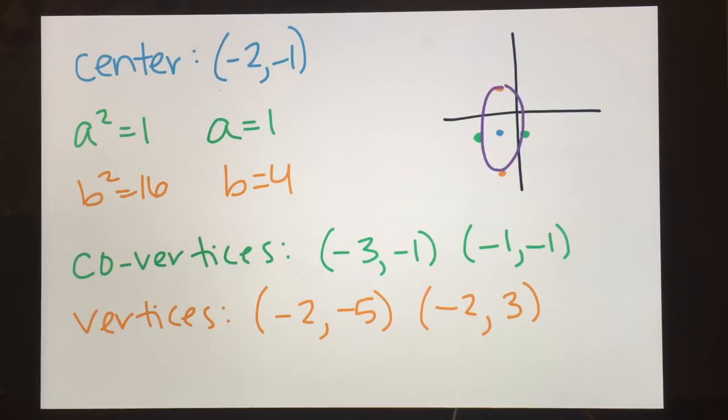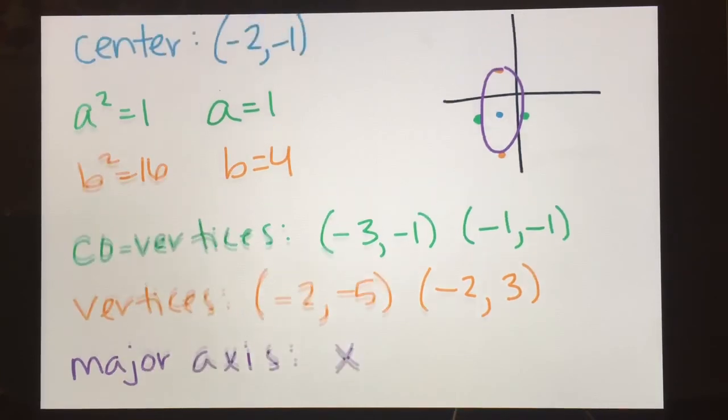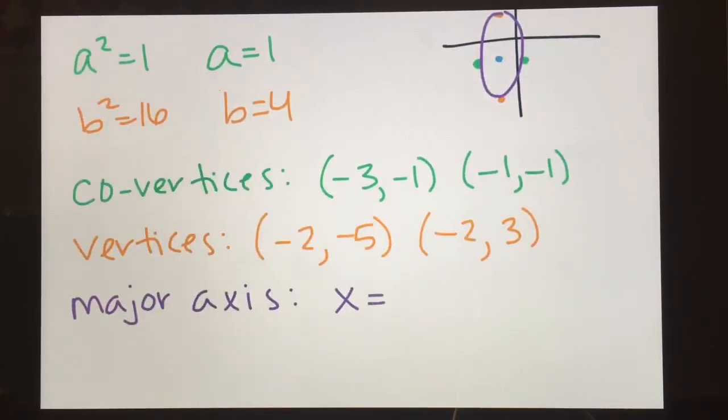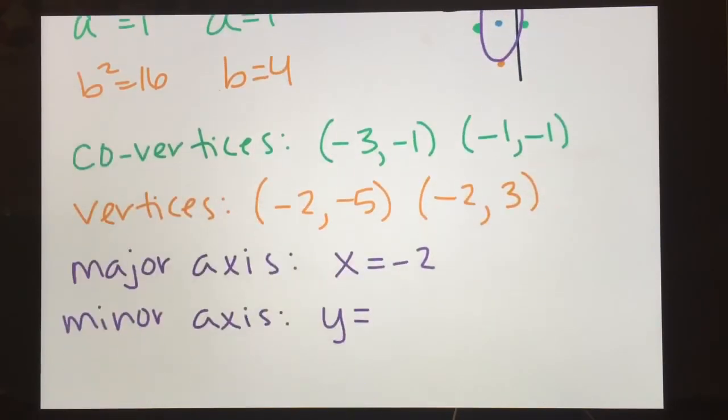Okay. Next, I want to look at my major axis and my minor axis. And so my major axis is the longer axis. In this case, that's a vertical line. And it's the vertical line going through the center. So it's going to be x equals -2. My minor axis is my horizontal axis. In this case, horizontal line, so y equals, it's going through the center at -1.